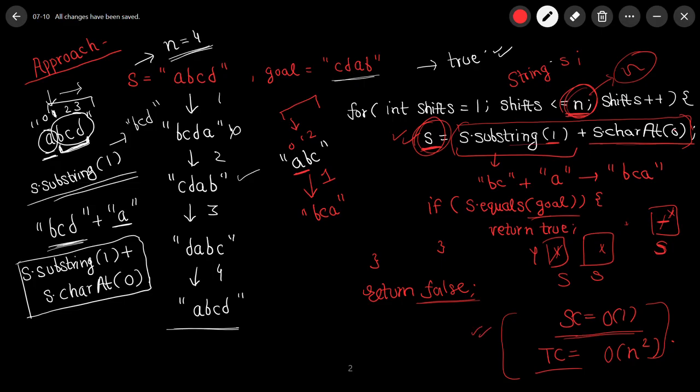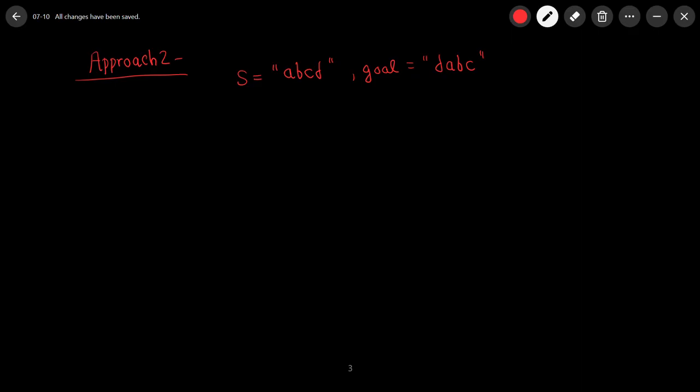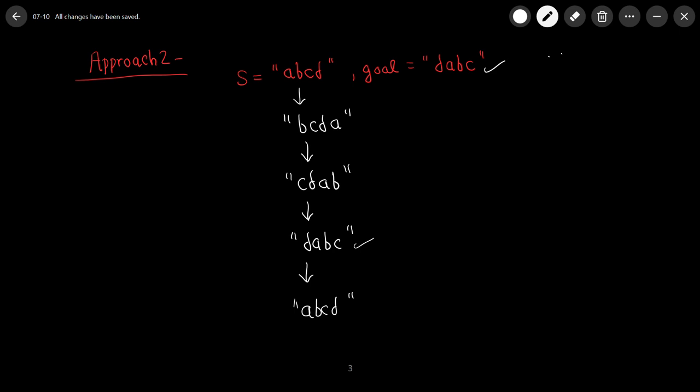Let's head over to the second approach, which is an even better approach, not complexity wise, but an observation based approach. See, here if we perform our shifts, we get B, C, D, A. Then again, if we do it, we get C, D, A, B. Then D, A, B, C. And then again, we get A, B, C, D, which is our initial string. And here we match with our goal, so we return true.